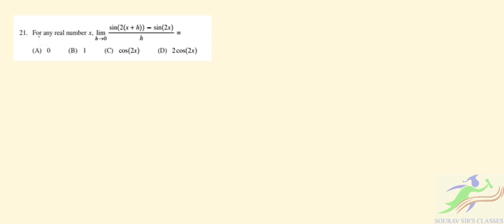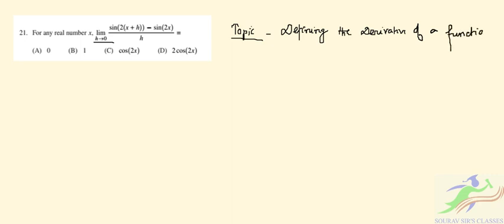For question number 21, it is saying that for any real number x, the limit as h tends to 0 of sine of 2 times (x plus h) minus sine of 2x, divided by h. You have to find the value of this limit. So this topic is defining the derivative of a function and using derivative notation.